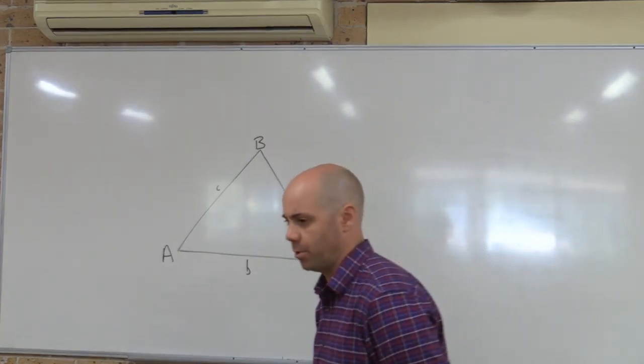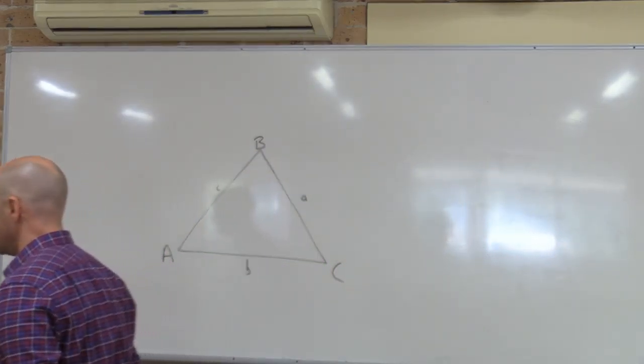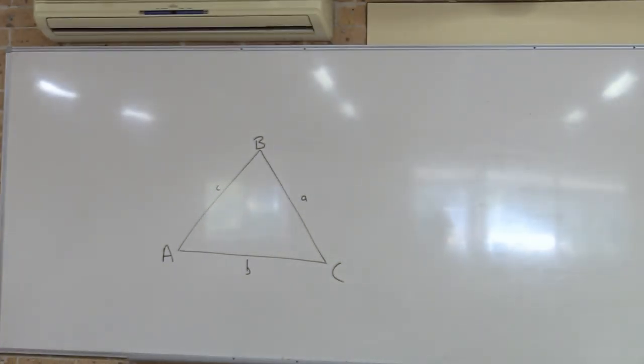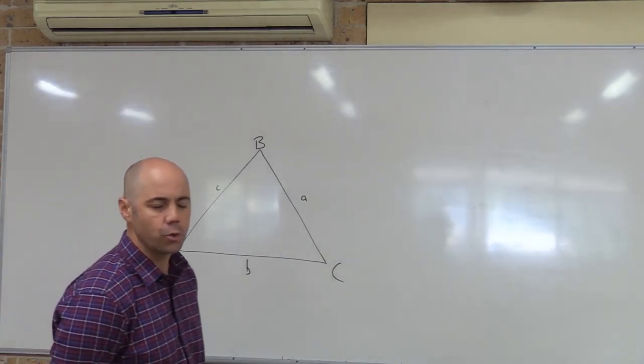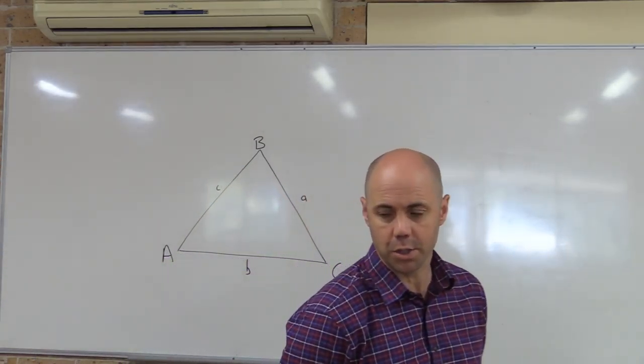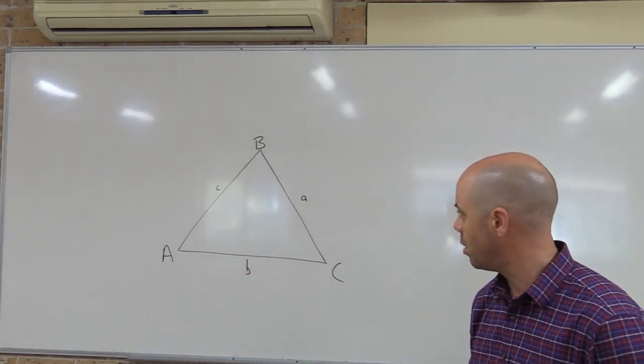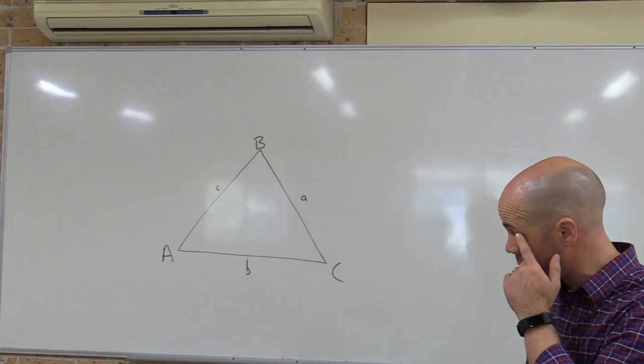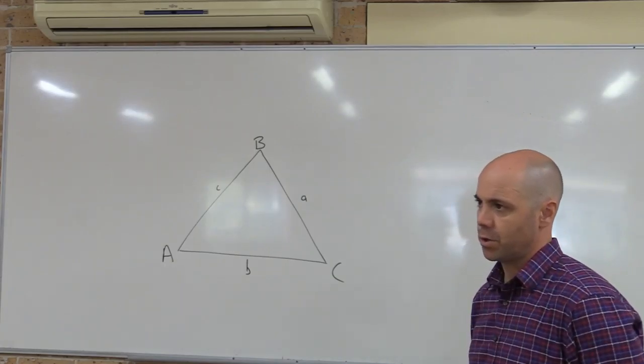It's been nice that we've been working with right angle triangles only, but sometimes we get triangles like this, where we don't have a right angle in there. But we can still use trig ratios to understand parts of non-right angle triangles. And we're going to learn about two rules, the sine rule and the cosine rule. Today we're going to learn the sine rule. The cosine rule next week.